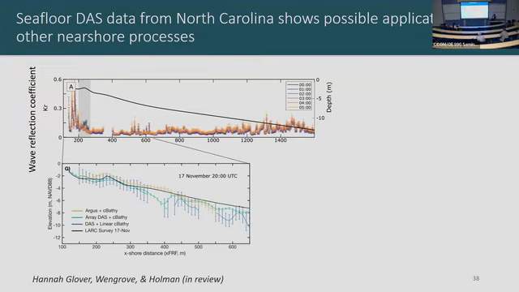There are a lot of potential applications for this type of data for understanding nearshore processes beyond just the waves as well. Hannah Glover and Megan Wengrove at Oregon State University have been working on doing these types of empirical calibrations of the waves, but then also taking it a step further to derive a lot of really useful parameters for understanding what's happening near the coastline. Those are two examples from a paper that Hannah has in review right now.